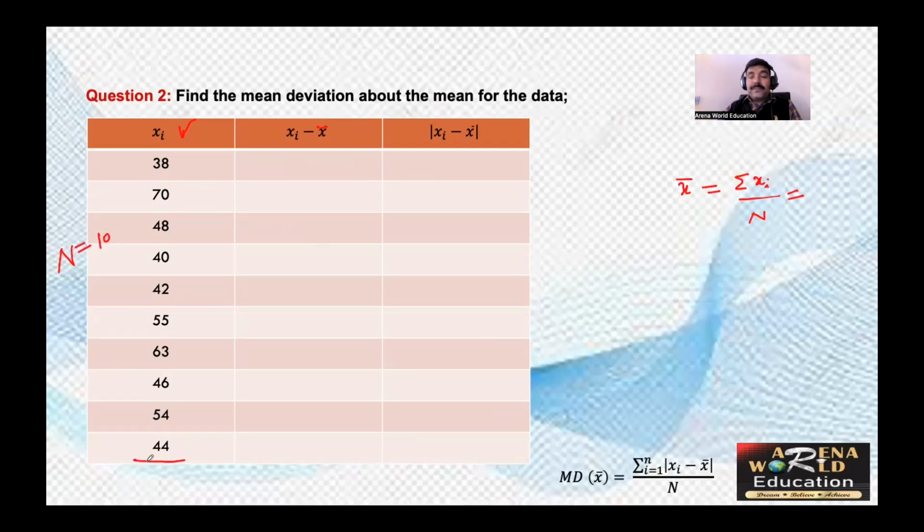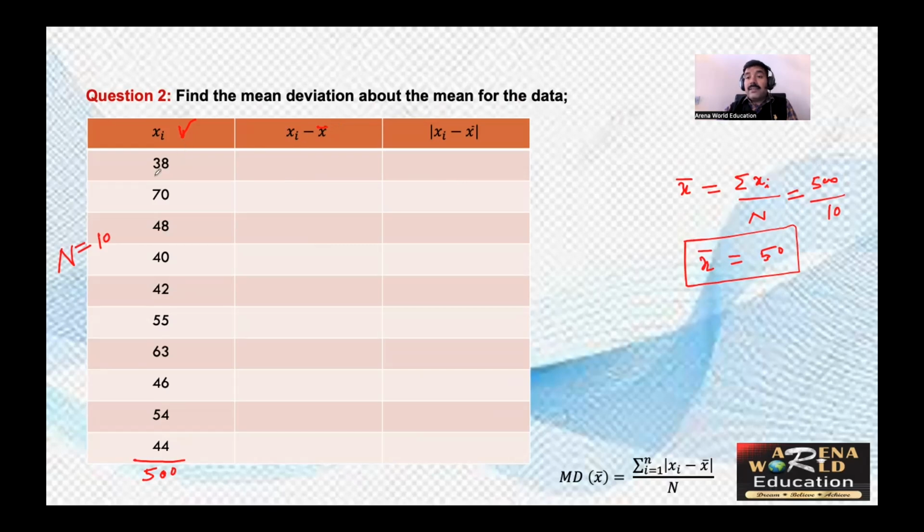What is the answer? So the sum will be 500. So what is the final result? It will be 500 divided by 10. So it means what is the mean? The mean will be 50. I hope everybody is clear. Right? So now xi minus x bar.